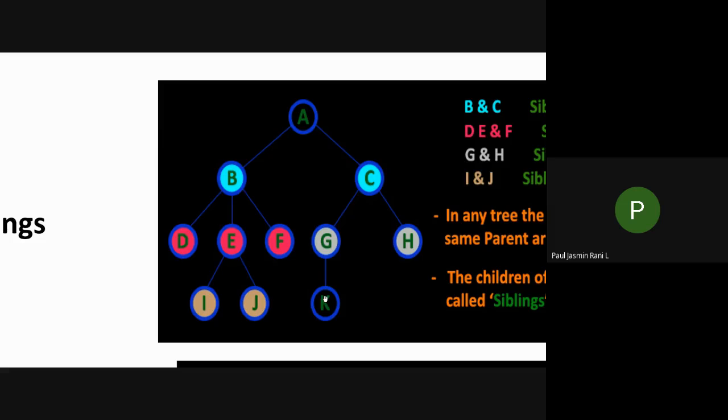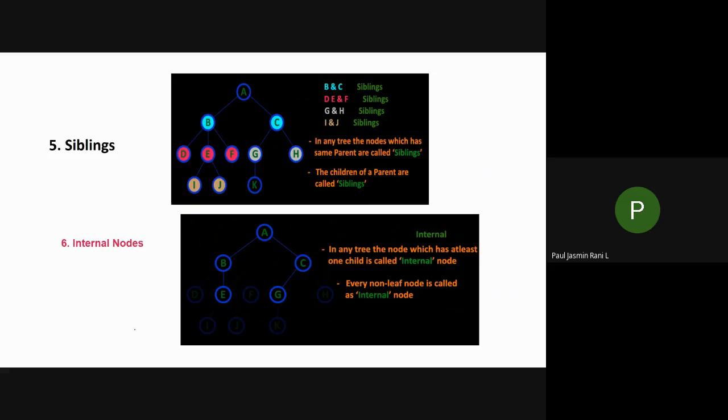And this particular node K, I don't have any siblings. So this is how you have to name the siblings. Suppose you have branches coming from the same node, then those nodes can be called siblings. So I have to mark it like this, that is, B and C are nothing but siblings of this A node. So B and C are the siblings of the A node.